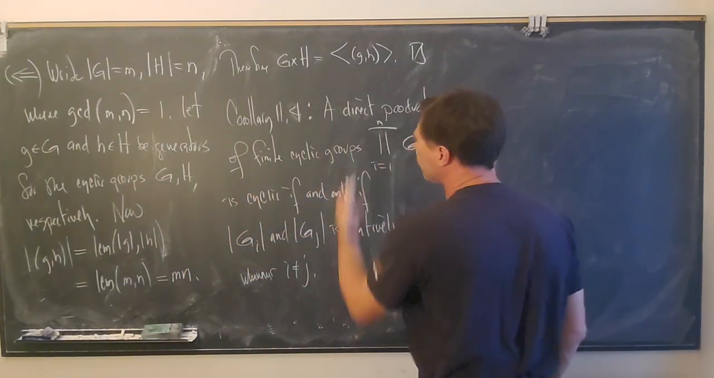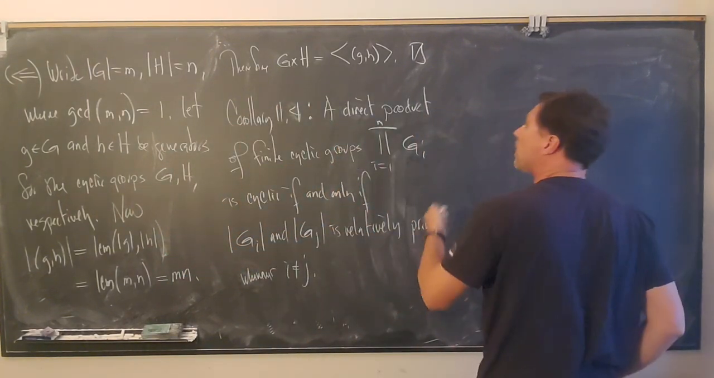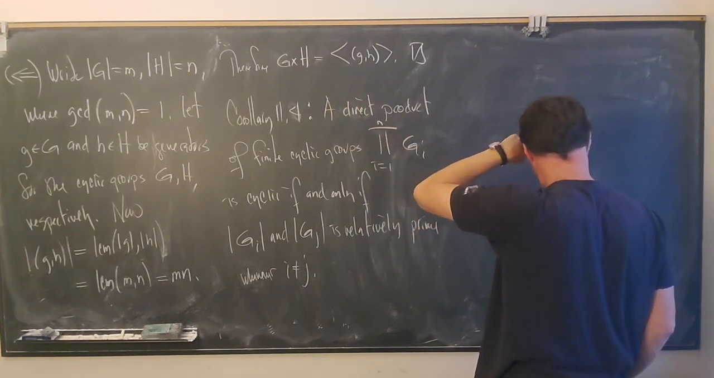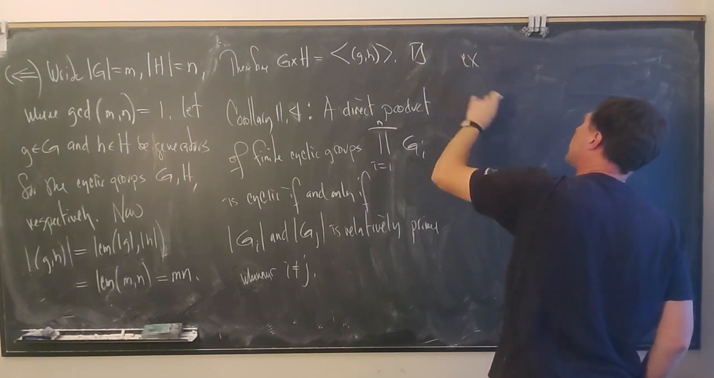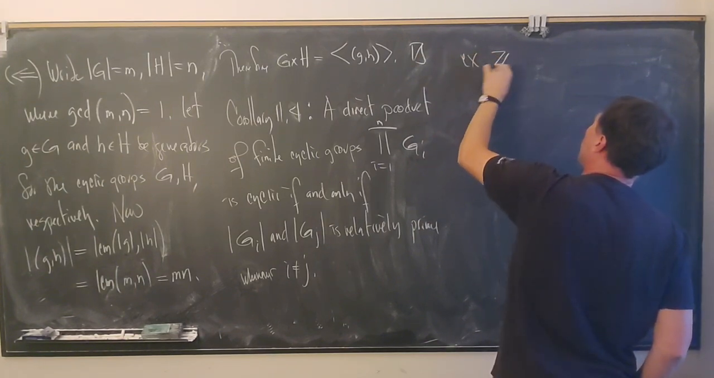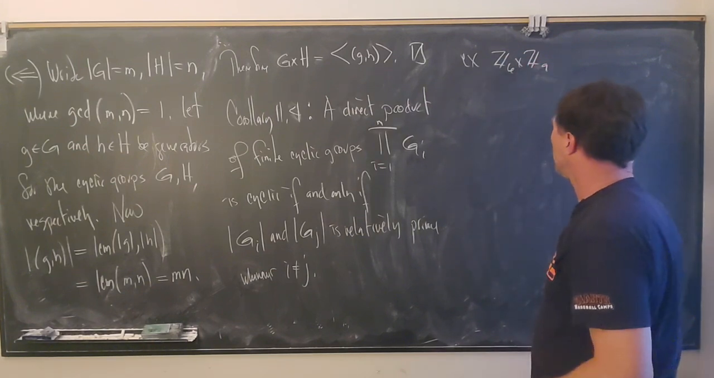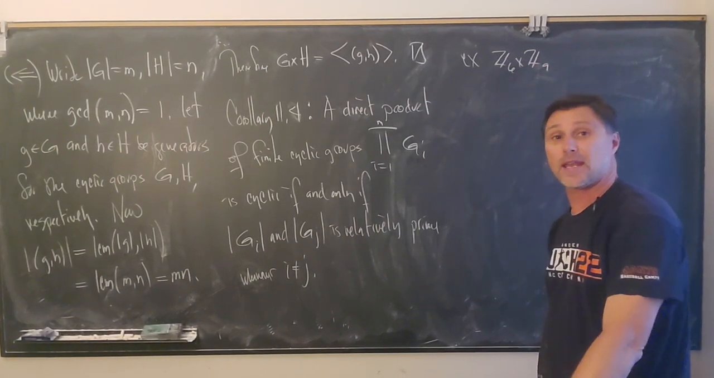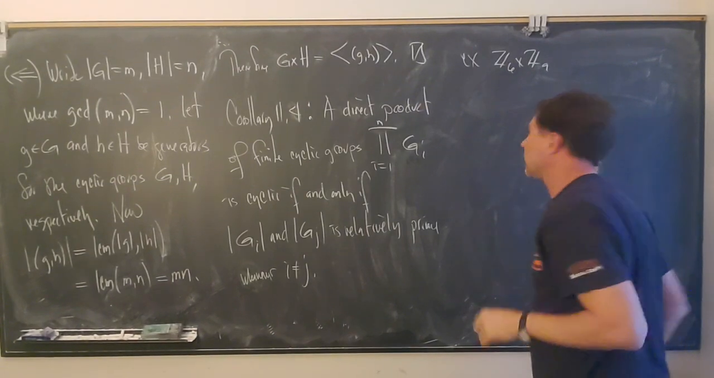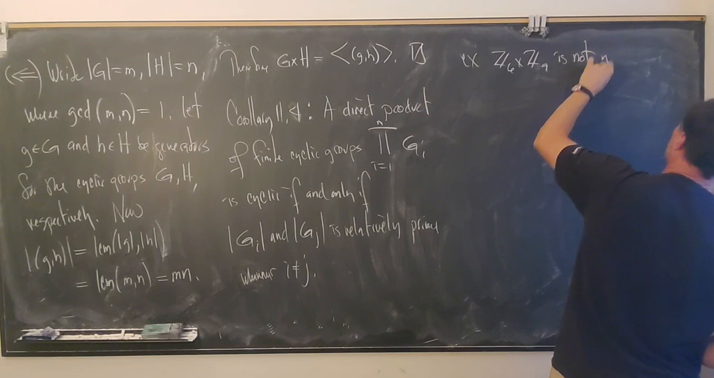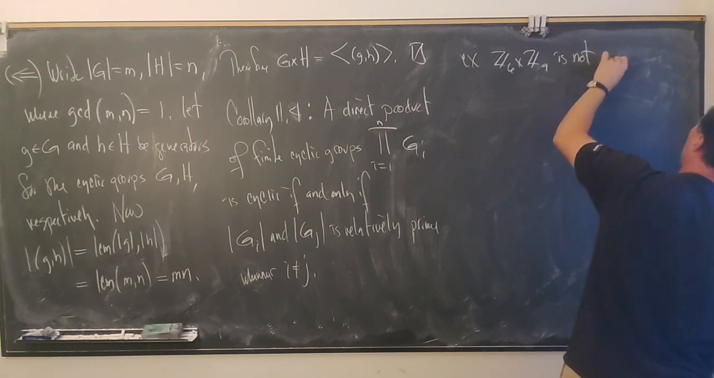Okay, and the proof of that is a straightforward induction, where the base case is the theorem that we just proved. Let's just end this with a couple of examples. So, for example, Z6 cross Z9. Well, the orders are 6 and 9, not relatively prime. This is not a cyclic group.